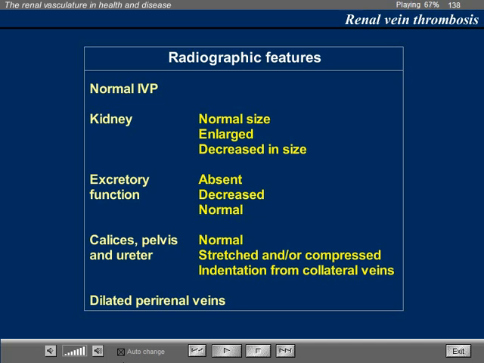The calyces, renal pelvis, and ureters may be normal, or they may appear stretched or compressed due to the edema of the kidney, or there may be notching, that is indentation of the outline of the renal pelvis and or ureters due to the expanded peripelvic and periureteric veins. And we may see dilated perirenal veins, particularly on computed tomography and on nephrotomography.